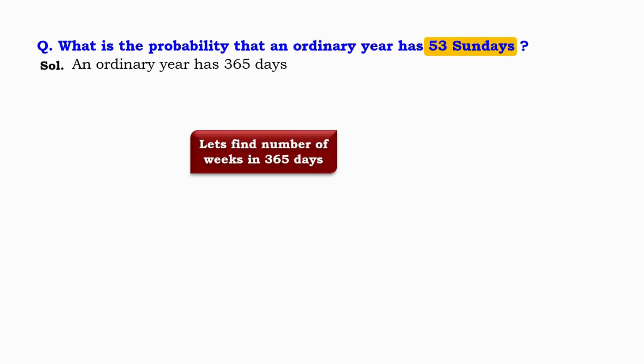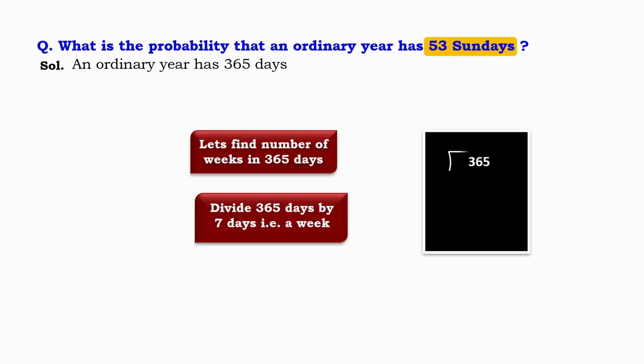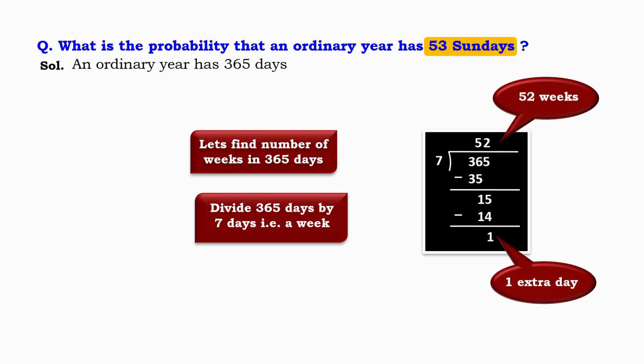Now let's find the number of weeks in 365 days. We have to divide 365 days by the number of days in a week; we know that 1 week is 7 days. So 365 divided by 7 will give us the number of weeks. Let us do the division. 7 5s are 35, 1 15, 2 14, 1 will be the remainder. So there are 52 weeks. Now there is 1 day extra, right? So 52 weeks and 1 extra day.